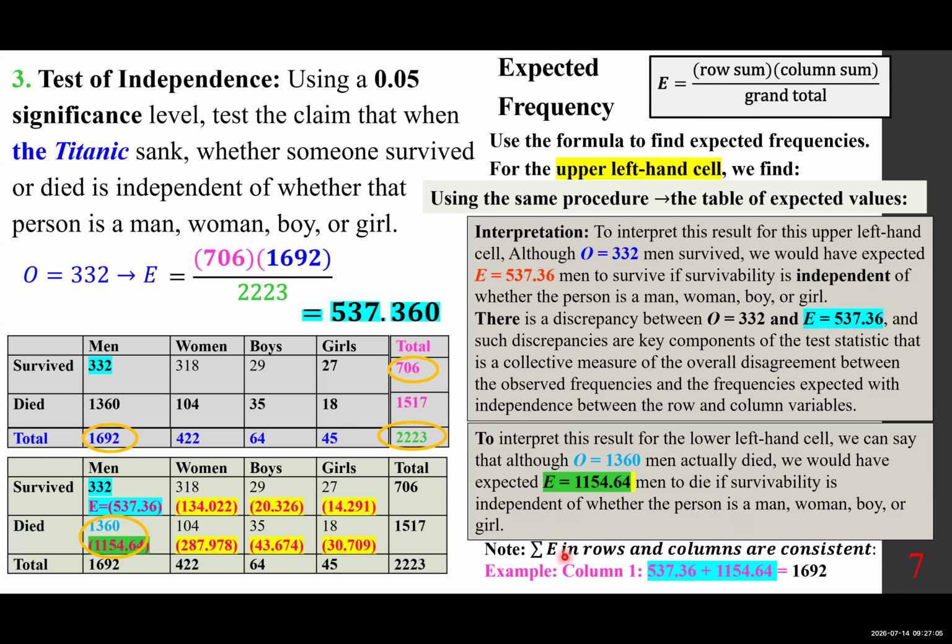Note, summation of E in row and column are consistent. If you look at column 1, for example, whether we add 332 and 1360, we get 1692, or if we add the expected values, we must get the same number. The only reason it may be slightly different is due to round-off error, but they will be extremely close, if not identical. Same thing here. If you add these 4 numbers, you get 706. If you add these 4 numbers, you must get 706 as well. And that is important for it to work that way.